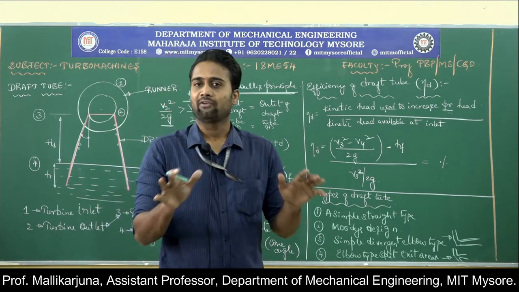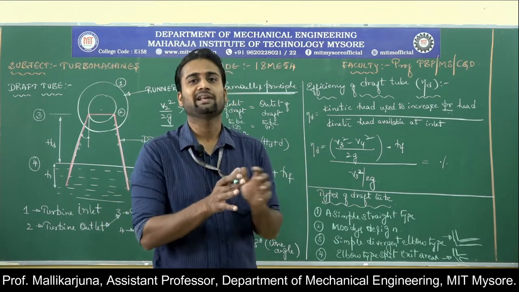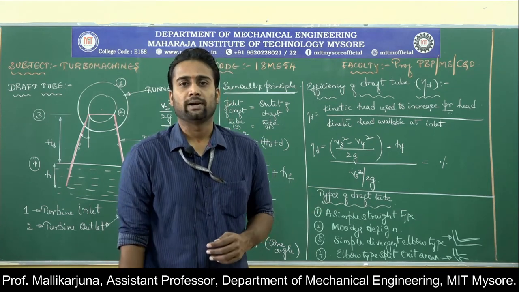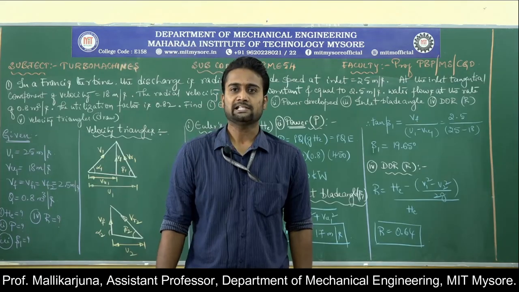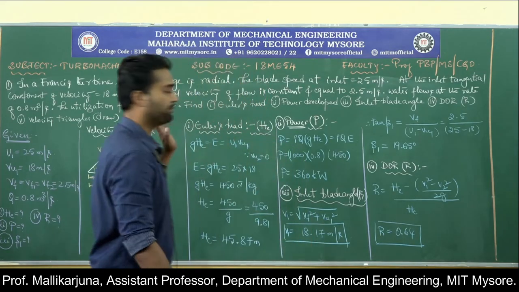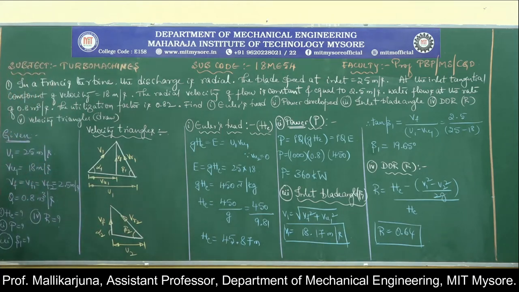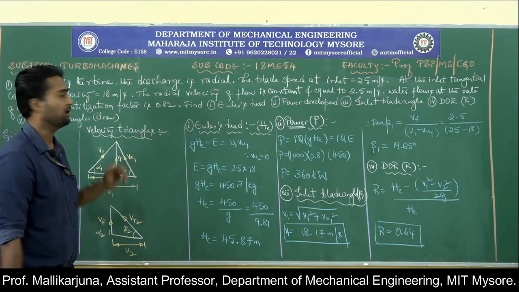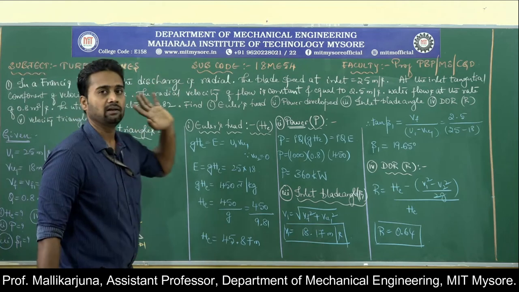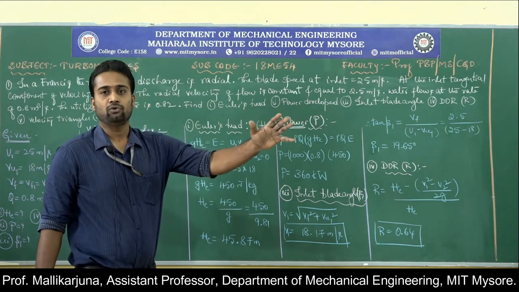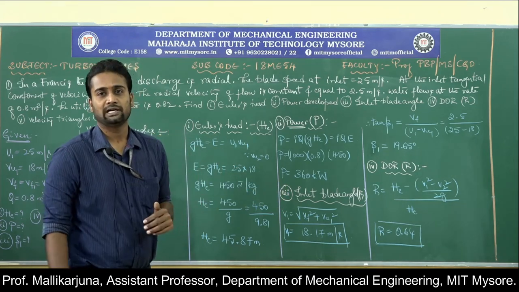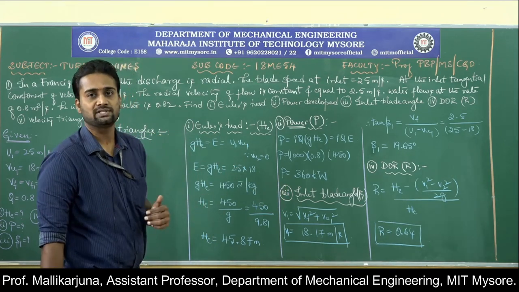And then we have ended up with all the theoretical aspects related to the Francis turbine. Now let us look at the problem section. Okay, let us start with the problem now. Let me read the problem once so that we can write the data very easily. In a Francis turbine, so the given turbine is a Francis turbine, a radial inflow turbine, the discharge is radial, in the sense the fluid is going in a radial fashion, radial flow discharge is happening.